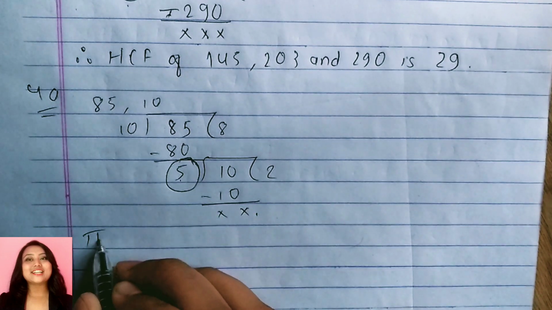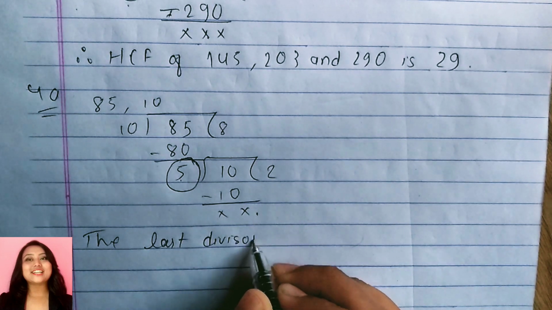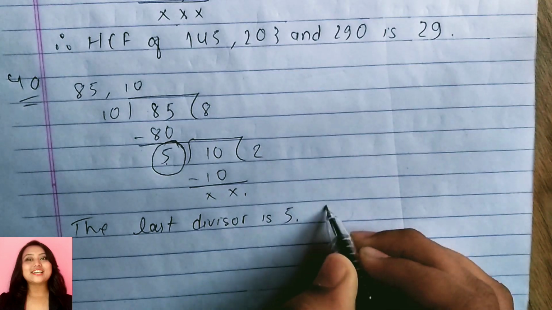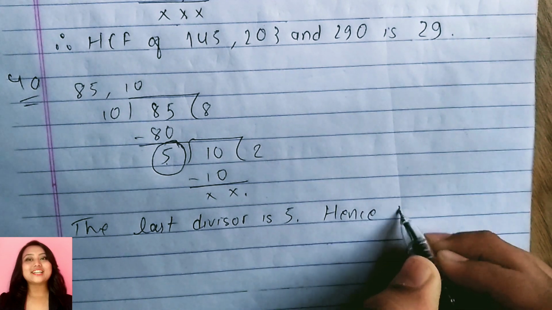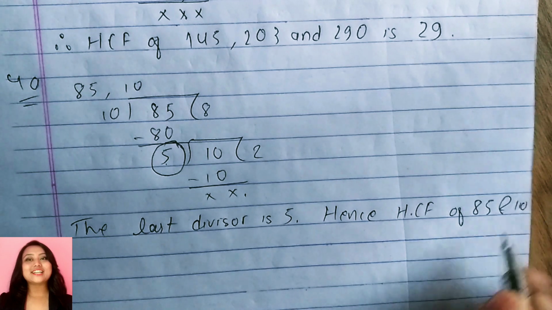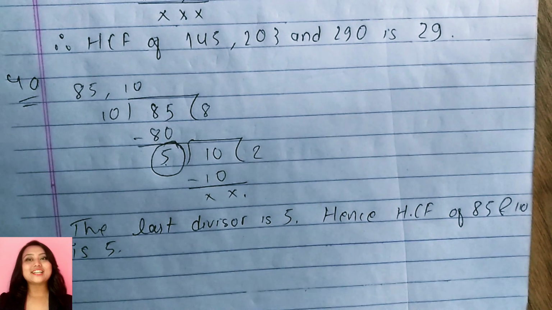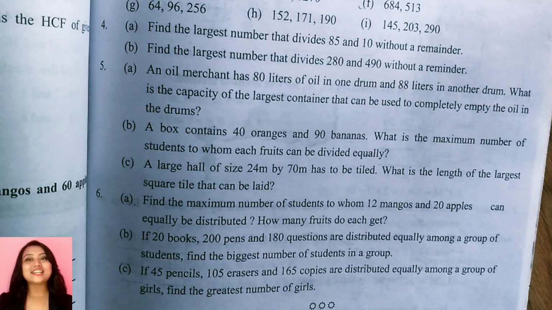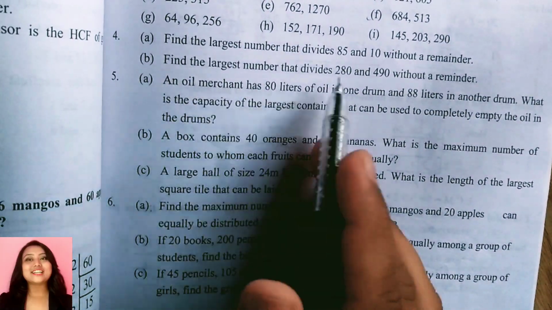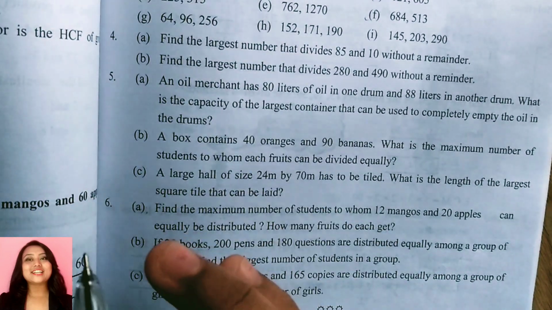The last divisor is this divisor, which is 5, hence the HCF of 85 and 10 is 5. So like this you can do all the other questions. Now here in question number 4b also it's similar, and question number 5 is a bit lengthier, but the process is very similar.